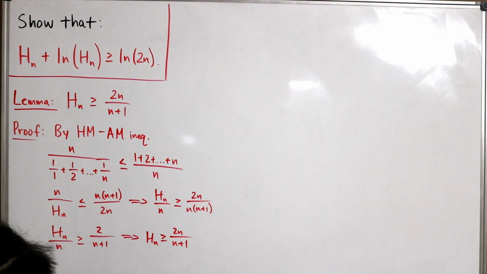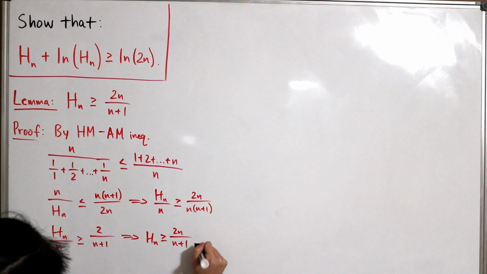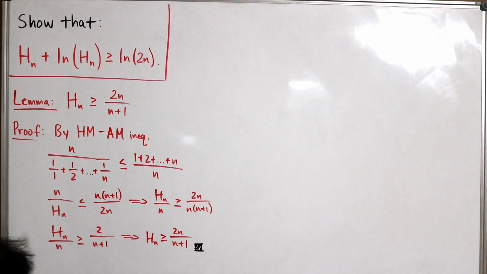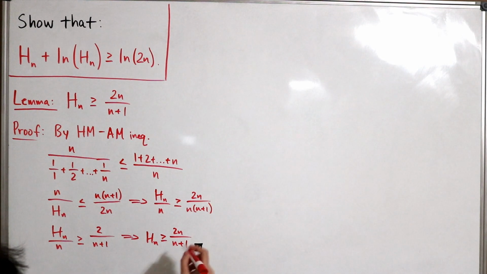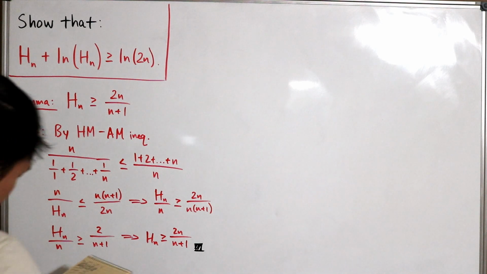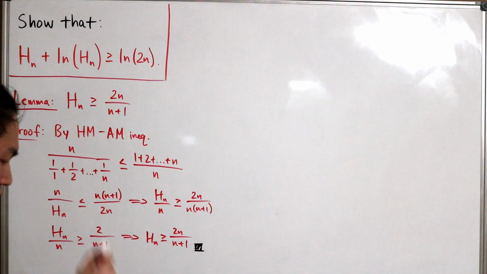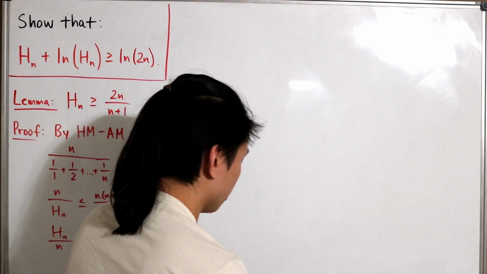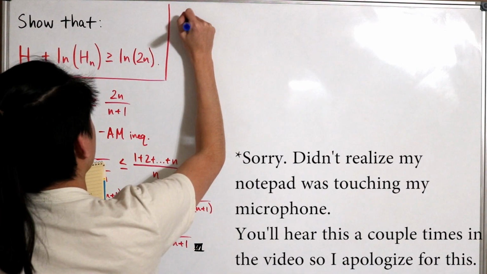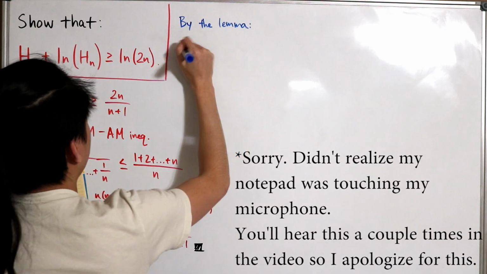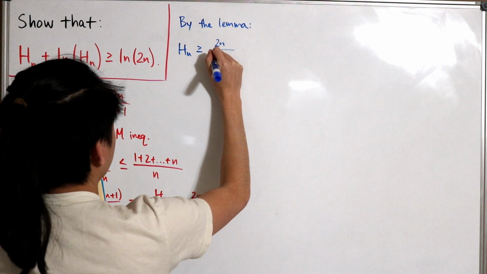Moving on from there, we can now move on to the bigger proof, which will lead us to the inequality we want to satisfy: h sub n plus ln of h sub n is greater than or equal to the natural log of 2n. Let me switch to another marker. By the lemma, h sub n is greater than or equal to 2n divided by n plus 1.